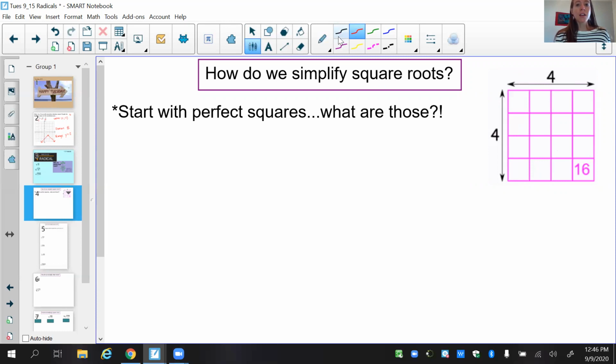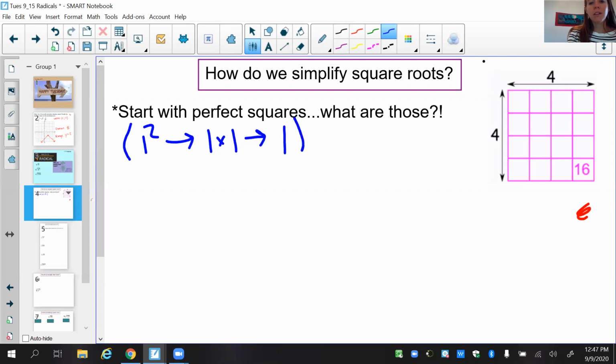Many of you already know what these square roots are, but I want to go over them just to make sure we're clear. I'm going to start with 1. 1 squared is 1 times 1, so that's just going to give me 1. So I'm going to ignore this one. Now let's jump down. Let's do 2. 2 squared is 2 times 2, and that's going to give me 4.